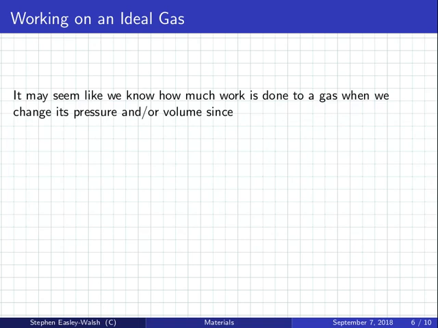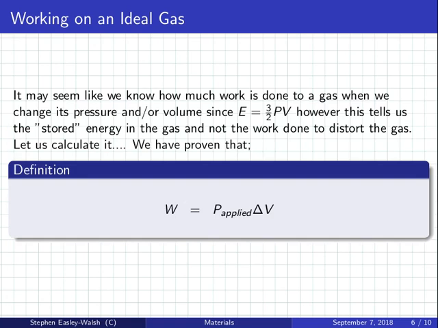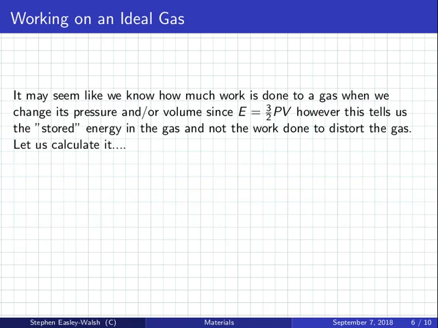Now, it may seem like we know how much work is done to get a gas when we change its pressure or volume. However, this tells us the stored energy in the gas and not the work done to distort the gas. So what I mean by that is, there are 2 types of work you can be doing, okay? The first work is to get the gas into the container to begin with. That's what we've just calculated. That's the 3/2 PV. Yeah? That's not the same thing as the work done to change the pressure or the volume.